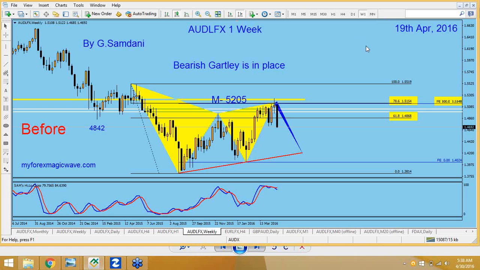Making this a small video about recapping the week's activity. So let's get started. This is the Aussie index chart, which I'm showing right now.